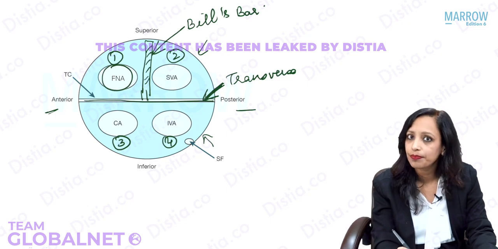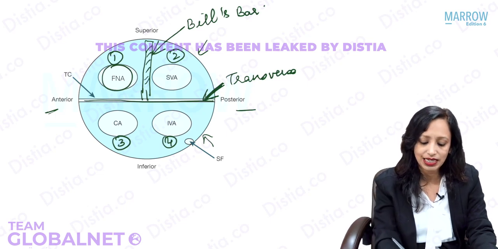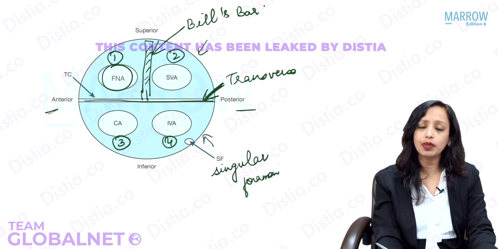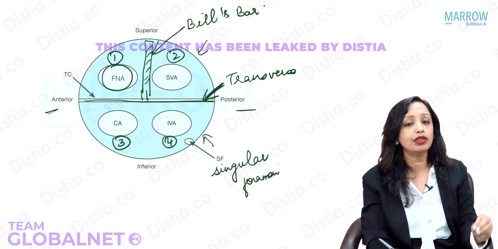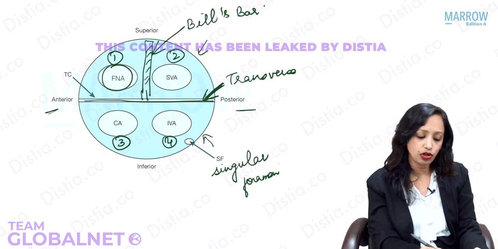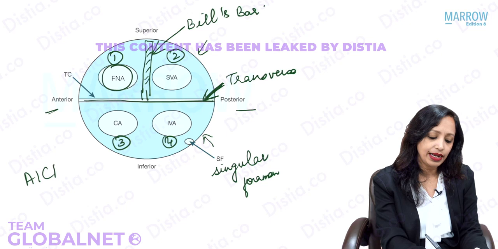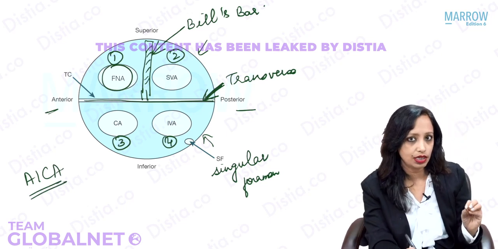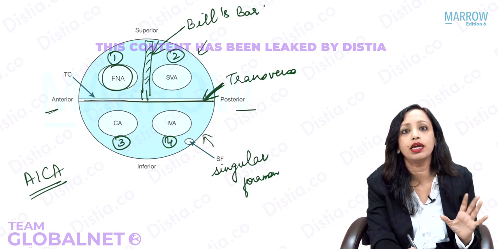Can you tell the name? Yes, the singular nerve. So this is passing through a separate foramen, that is the singular foramen. Now along with these nerves also enters the labyrinthine artery through the internal acoustic meatus, which is a branch of the anterior inferior cerebellar artery, which is responsible for the arterial supply of the inner ear.